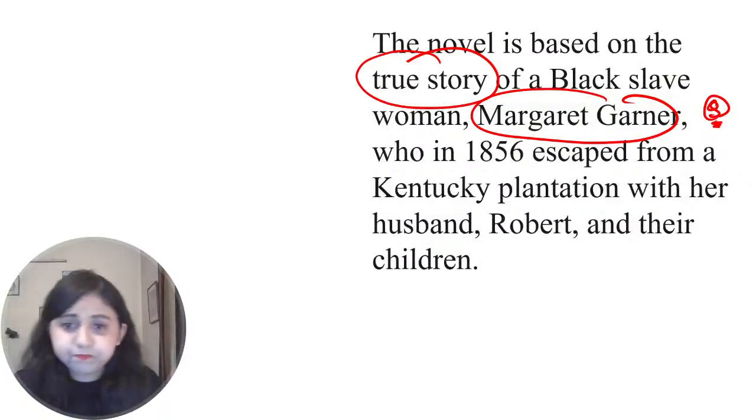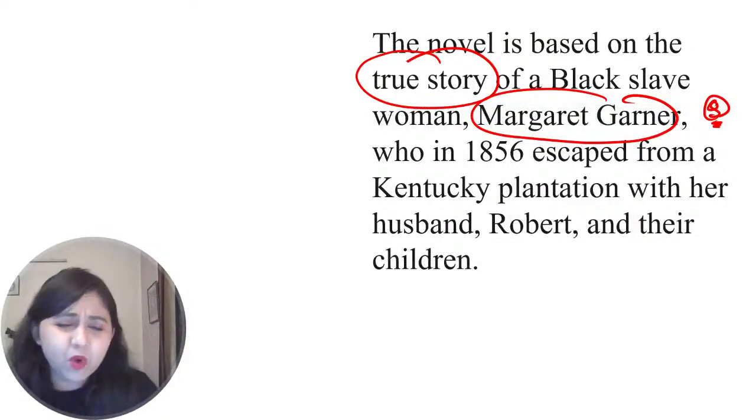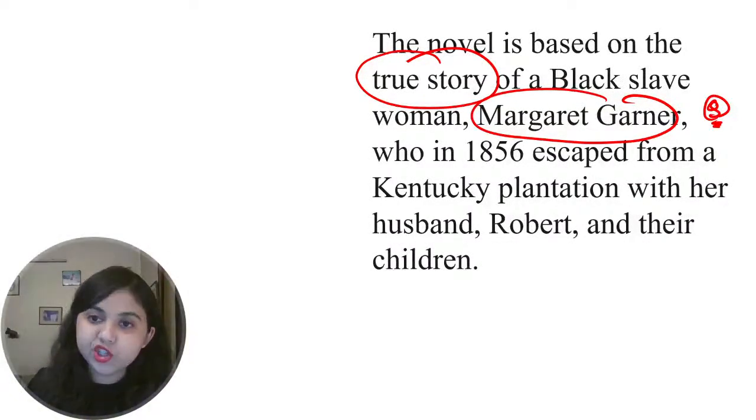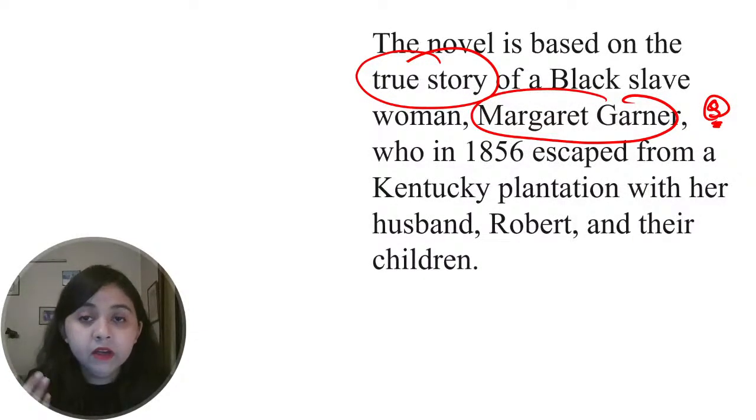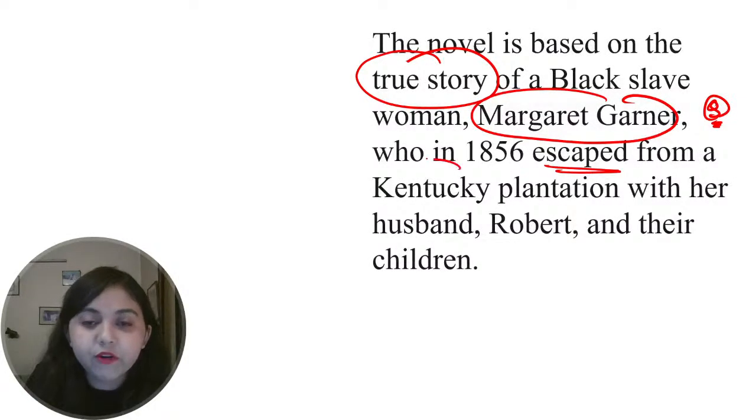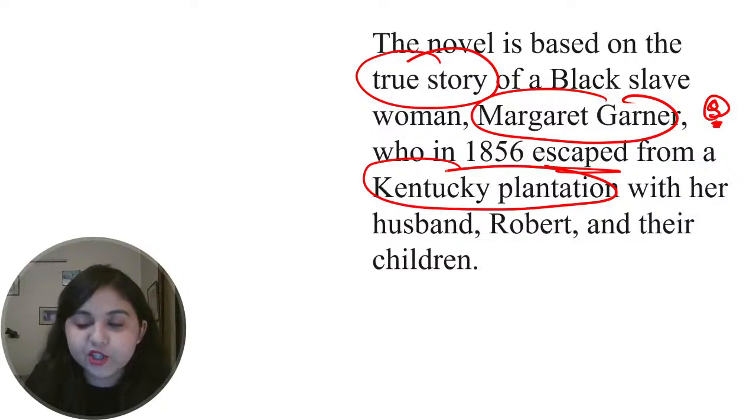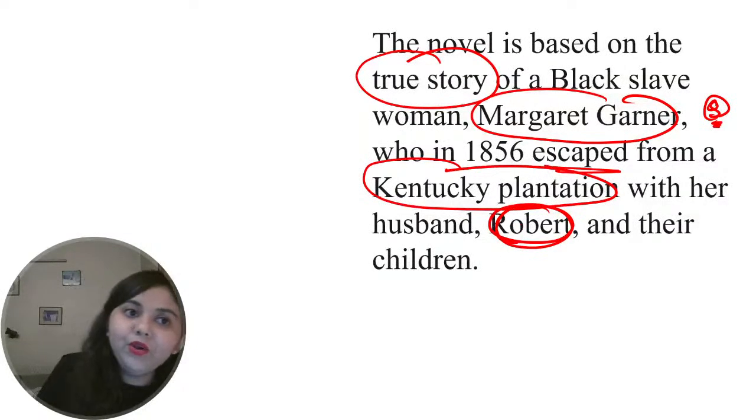Sorry. Okay, now, it wasn't surprising. Toni Morrison said that it's not just Margaret Garner. It's actually the story of each and every Afro-American person who's experienced racism. Okay, now she had escaped. She had run away from the Kentucky plantation with her husband Robert and their children.